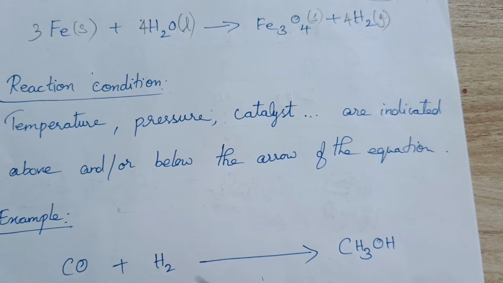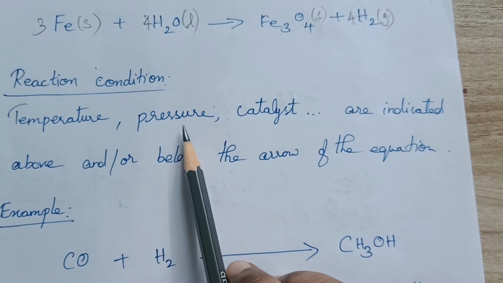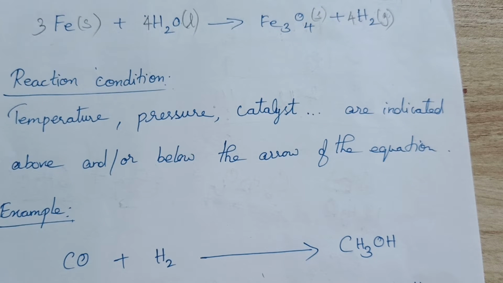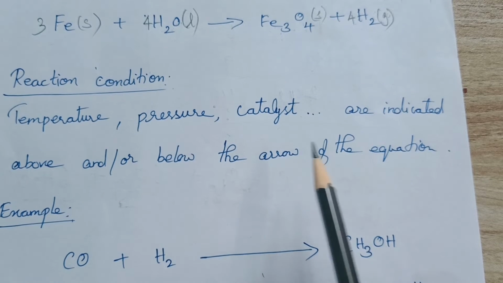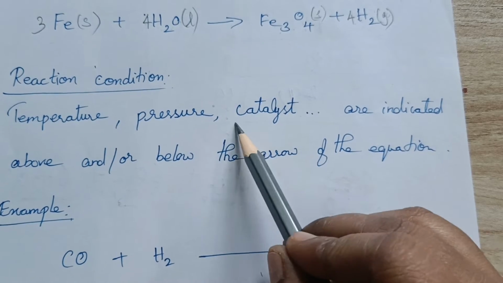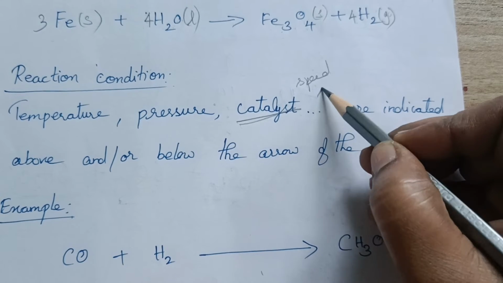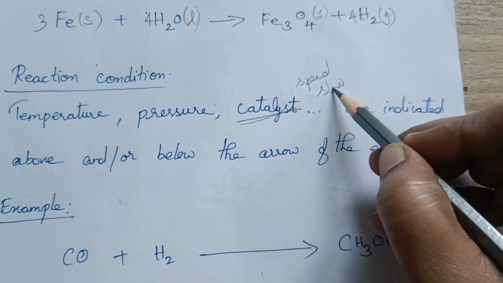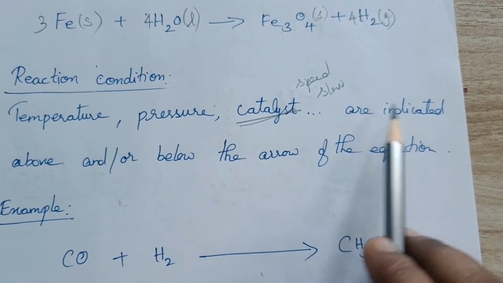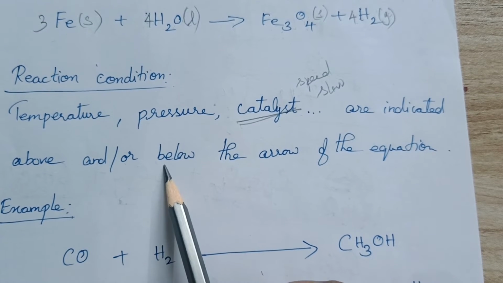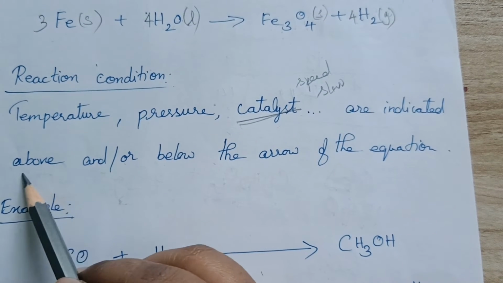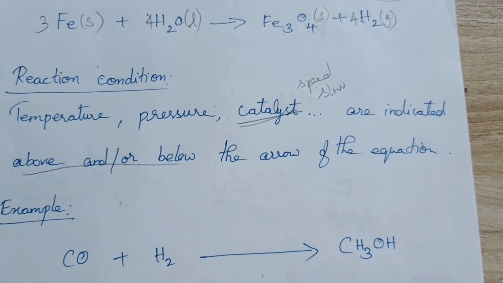If you just put the reactants side by side, will it react? No, it will not react. At what temperature can it react? So temperature, and under what pressure? You can convert a gas into liquid under pressure, right? So at what pressure, and what catalyst is used? A catalyst is a chemical which speeds up or slows down the process. These are indicated above or below the arrow of the equation.